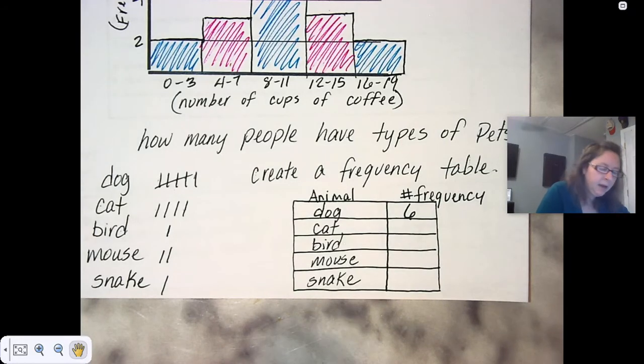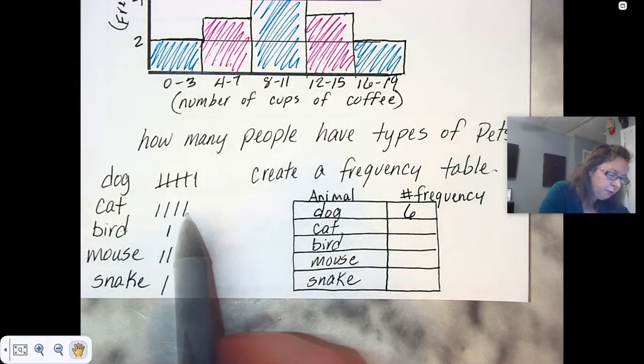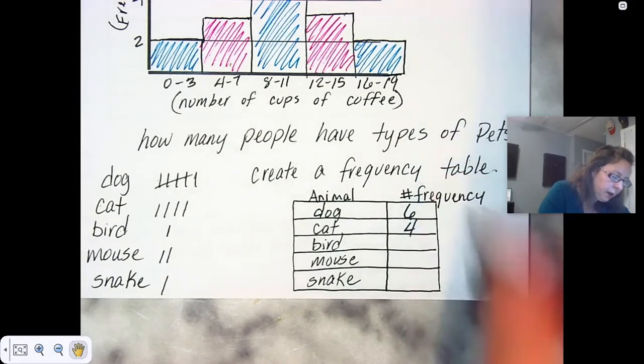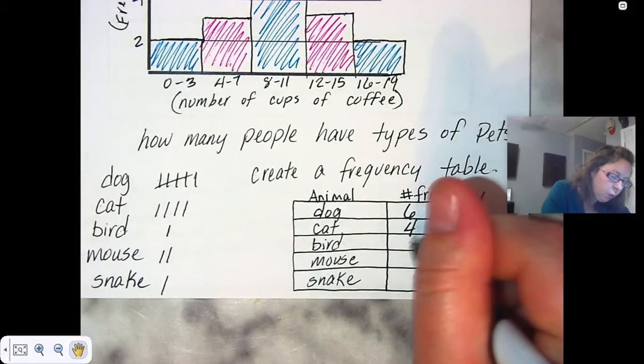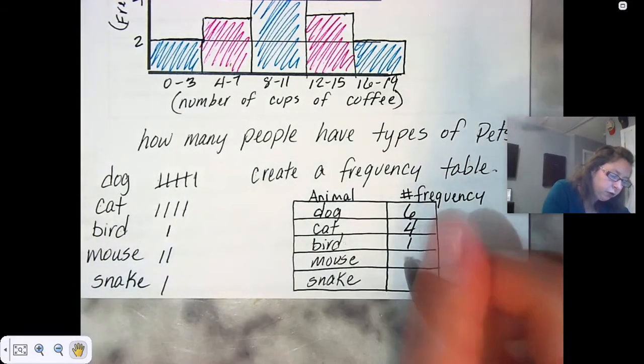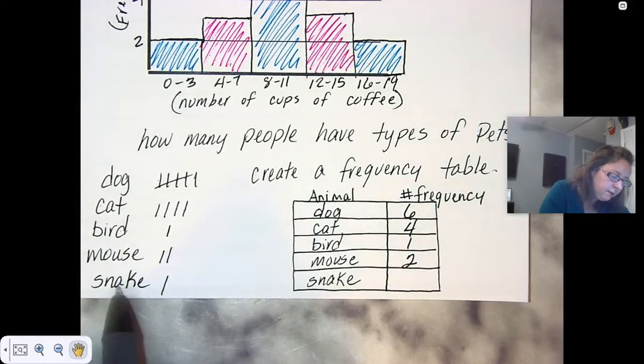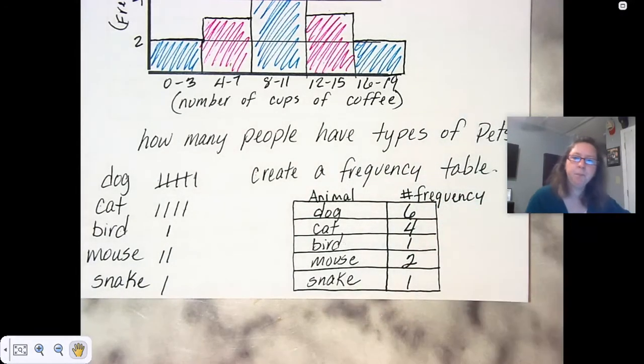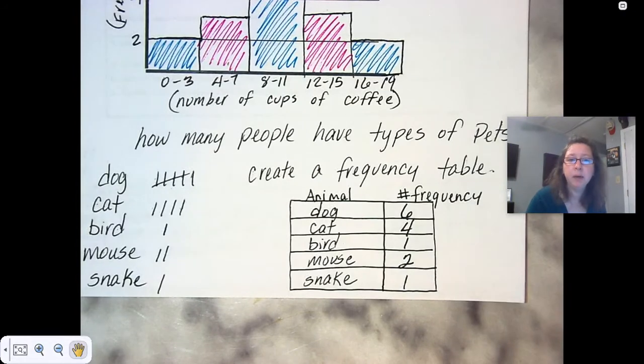How many people have cats? 1, 2, 3, 4. How many people have a bird? 1. A mouse? 2. A snake? 1. All right, and that is how we create a frequency table.